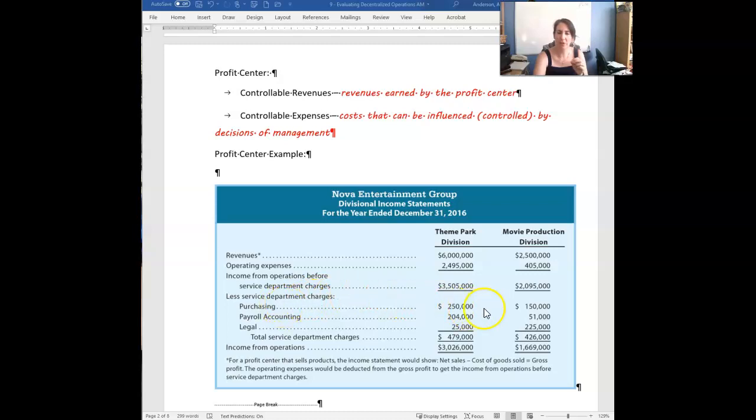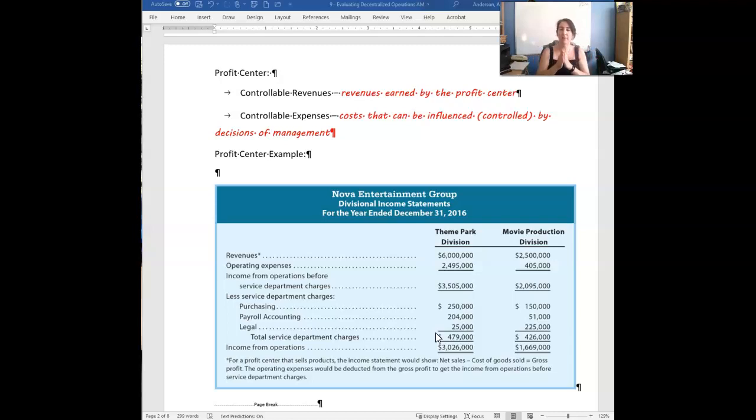And you see that each, the theme park and the movie division for this little example here, have purchasing, payroll, and legal departments. Well, the question is, do they have their own purchasing, payroll, and legal departments? Or do they share those services? Okay, a lot of times decentralized organizations will share services, right? Why should everybody have their own purchasing? Why should every business have its own payroll? Why should every business have its own legal department?